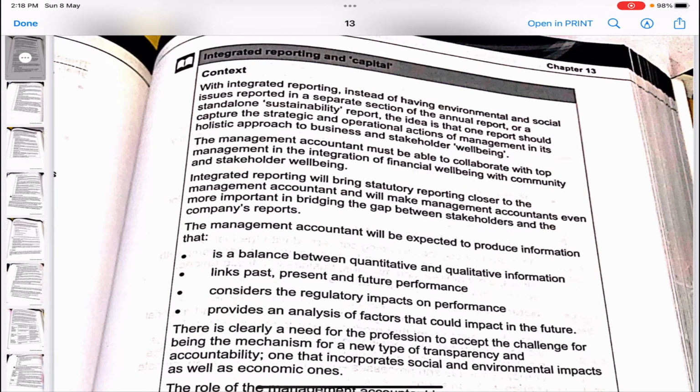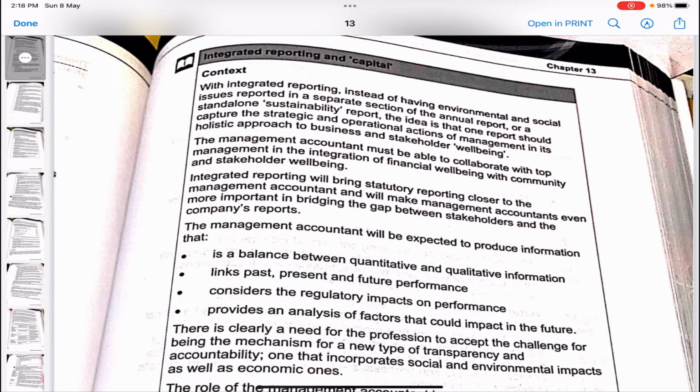So, integrated reporting and capital. With integrated reporting, instead of having environmental and social issues reported in a separate section of the annual report or a standalone sustainability report, the idea is that one report should be made and it should capture the strategic and operational actions of management in its holistic approach to business and stakeholder well being. So the management accountant must be able to collaborate with top management in the integration of financial well being with community and stakeholder well being. So there should be a holistic view of everything.